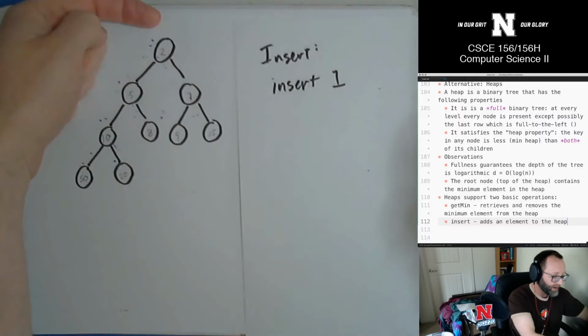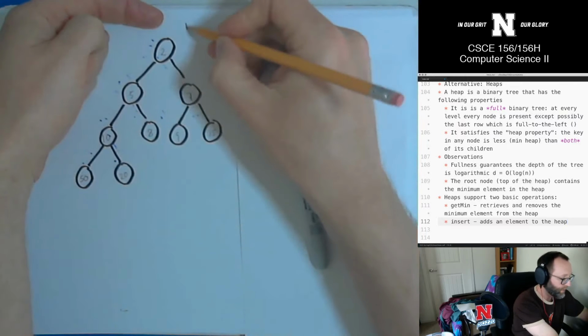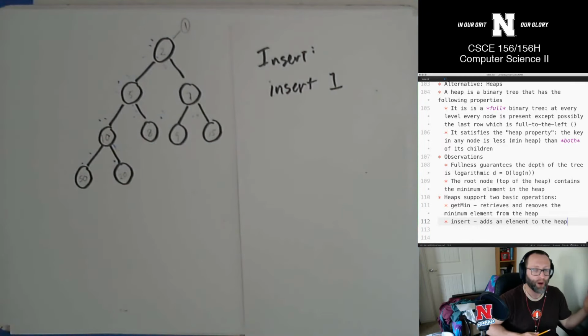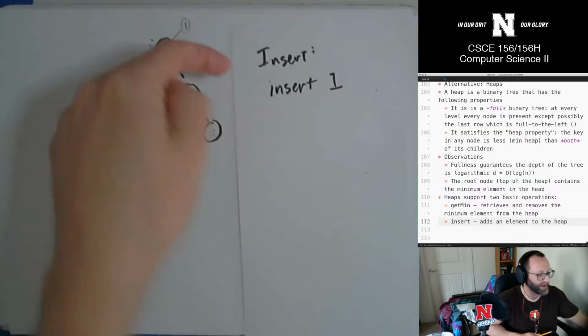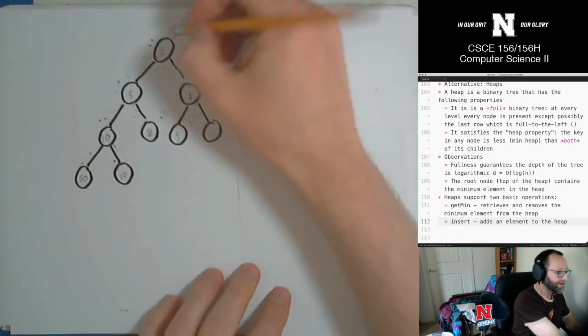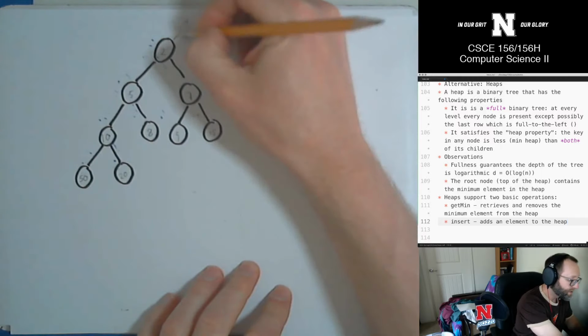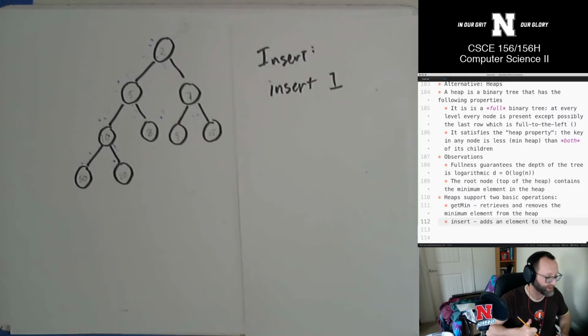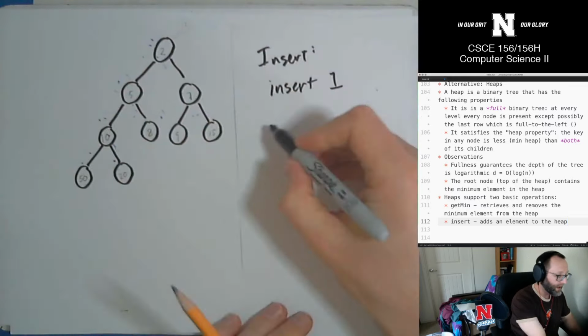Well, I could make a new root, right? I could make 1 and then make that the left child. But now I've violated the fullness property again, right? This entire right subtree of 1 should be there. So again, let's go ahead and take the strategy here of trying to fulfill the fullness property first.